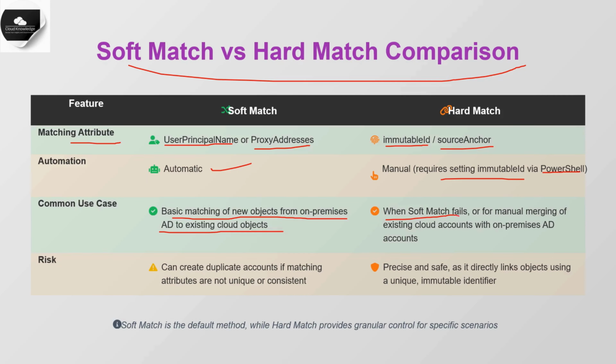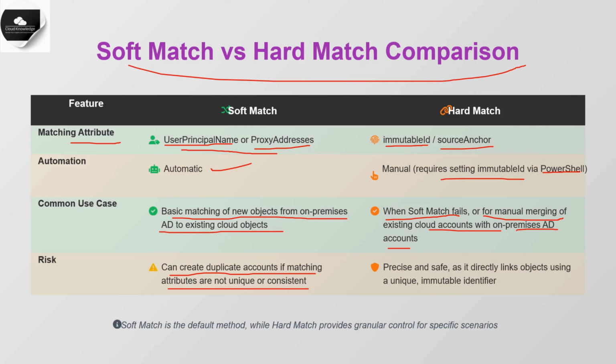When soft match fails or manual merging of the existing account fails, we need to go for the on-prem ID account and do the hard match. Risk: it can create a duplicate account if matching attributes are not unique or constant. But there are very minimal chances of a duplicate.